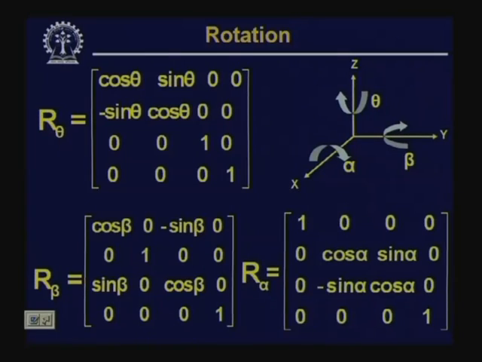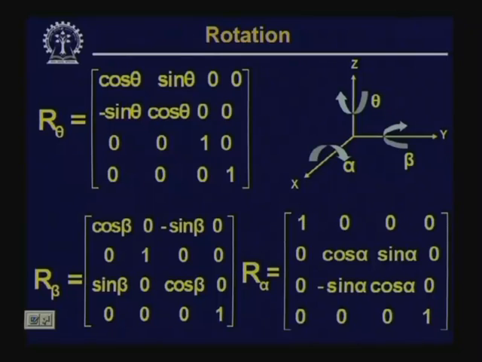So, using this, you find that when I rotate the point around the z axis, the rotation angle is given by theta, and the rotation matrix is given by cosine theta, sin theta, 0, 0; minus sin theta, cosine theta, 0, 0; then 0, 0, 1, 0 and 0, 0, 0, 1. So, this is the transformation matrix or rotation matrix for rotating a point around the z axis.